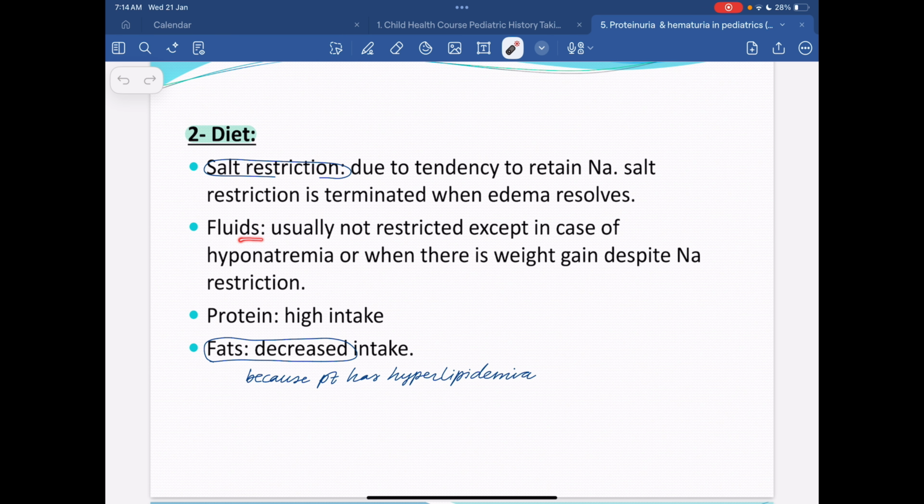Okay, fluids, usually not restricted except in case of hyponatremia or when there is weight gain despite sodium restriction. Protein, high intake; fat, decrease intake, لأن عندنا الهايبرlipidemia أصلا.